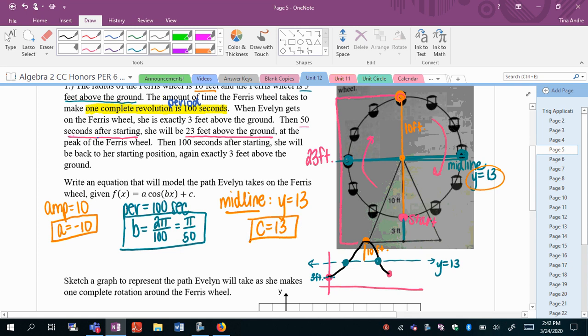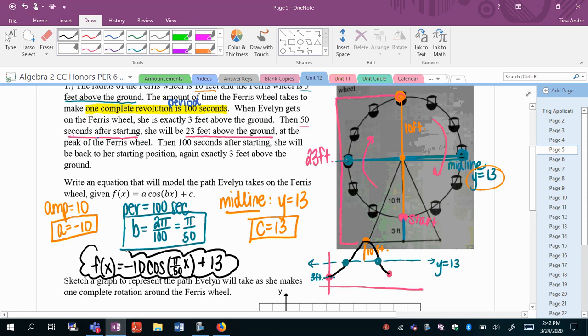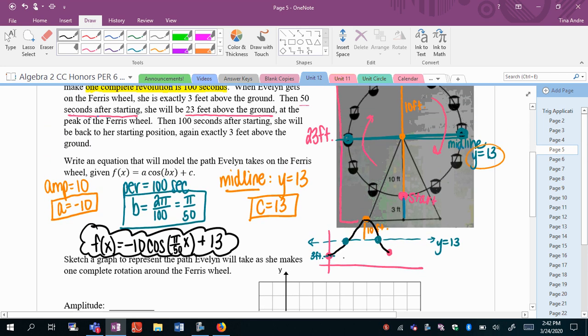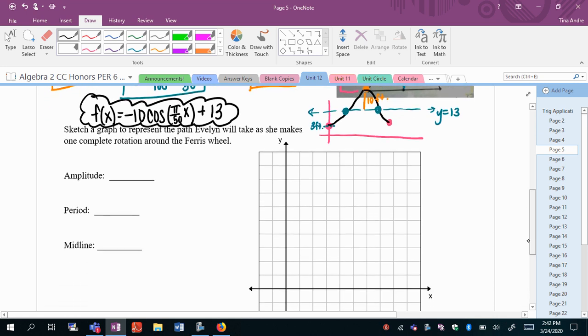So now if I go to write my equation, f of x is going to be negative 10 cosine pi over 50 times x. Make sure you close that parenthesis and then plus the 13 at the end. So there's my equation. So now when I go to sketch this a little bit more formally and actually look at using the time interval, notice I never labeled an x-axis or anything. So now we can actually do that.